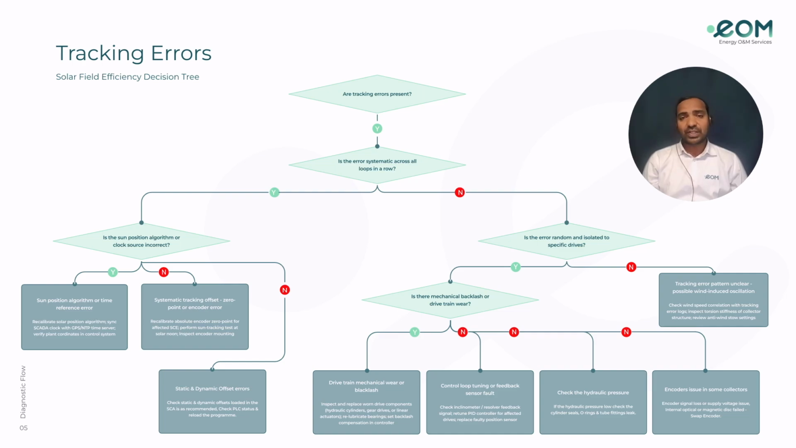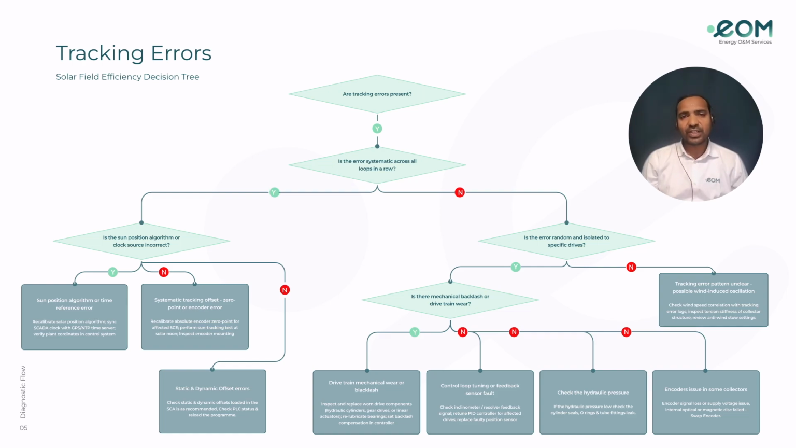If the error appears systematic across an entire row or multiple loops, the problem is usually related to the control logic, time synchronization, or encoder calibration. One common cause is an incorrect solar position algorithm or clock reference. Even small timing errors can create noticeable pointing deviations throughout the day. So in these cases, recalibrating the solar position calculations and synchronizing SCADA time with GPS or NTP references usually resolves the issue.